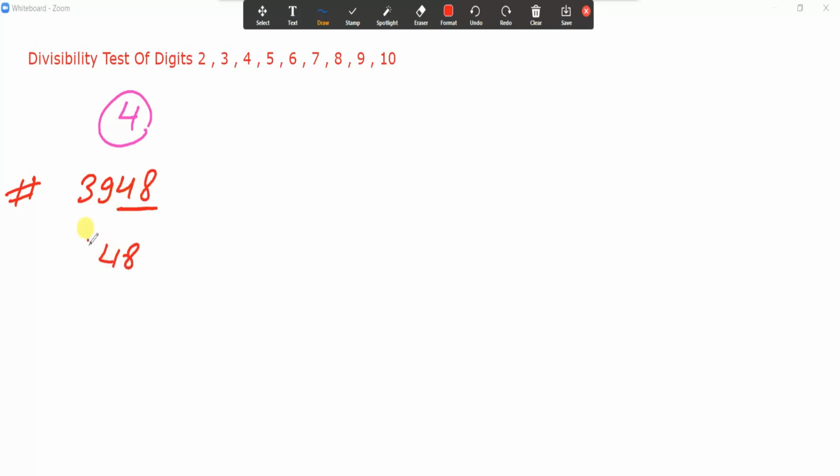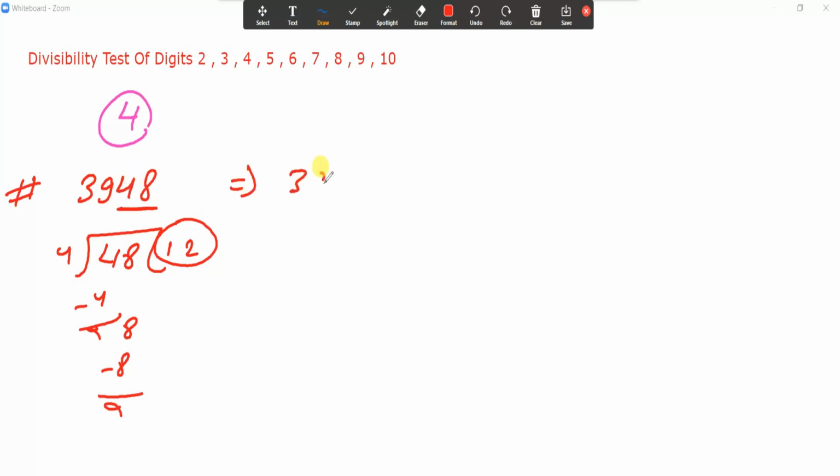So for that, let's divide. 4 ones are 4, and then after 8 comes, 4 twos are 8. So see, this number is exactly divisible by 4. The last 2 digits are exactly divisible by 4, then we can confirm that this whole number is also divisible by 4.